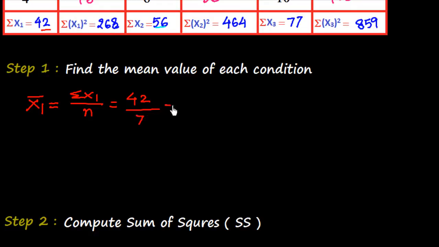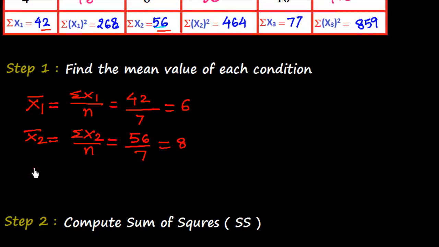42 over 7, which is 6. So x1 bar is 6. Now x2 bar, which is summation of x2 over n. Summation of x2 is 56. We have 56 over 7, which is 8. And x3 bar, which is summation of x3 over n. Summation of x3 is 77, and divided by 7, which is 11. So we have got the mean values of all the groups here: 6, 8 and 11.